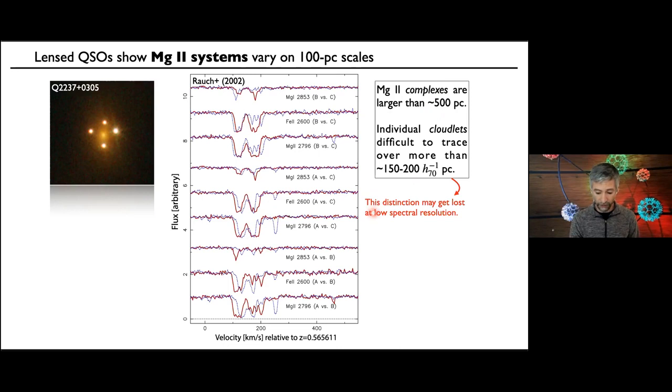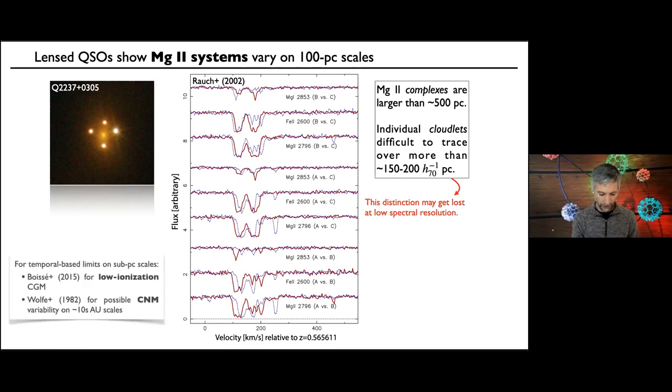Now, these are Keck high-res data. This distinction about how you look at absorption lines like this, and whether they're changing both in velocity and in total column density or equivalent width, might get lost at low spectral resolution. So it's something to be aware of as we move forward with a lot of the work that we're doing with IFUs. I should say too, there have been some attempts to do this via temporal changes. There was an upper limit for the low ionization stuff, and Art back in the 80s published a potential case of H I 21 centimeter variability on AU-type length scales based on the timing. But they were never quite clear what the origin of that was.